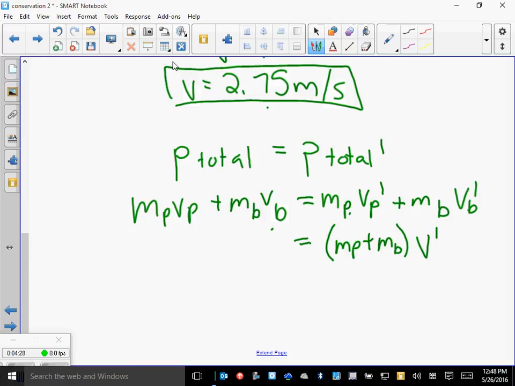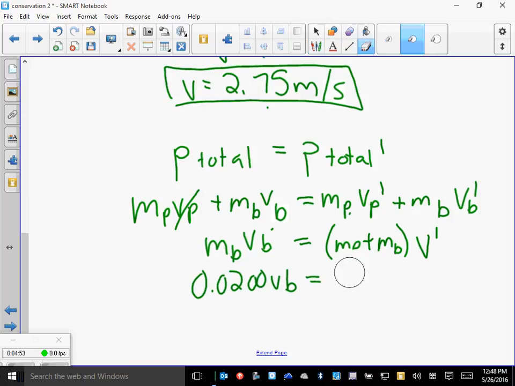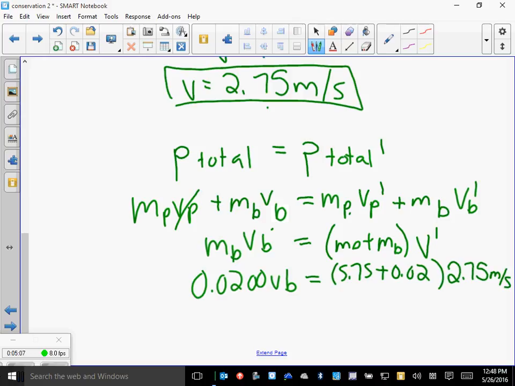The mass of the pendulum and the velocity of the pendulum, at the beginning, there's no velocity of the pendulum. It's 0. 0 times anything is 0. So we just have Mb, mass of the bullet, times the velocity of the bullet. We know the mass of the bullet is 0.0200 kilograms. The velocity of the bullet before is what we're trying to find out. Over here we have 5.5 plus 0.02, those two masses added together, and my velocity we just calculated was 2.75 meters per second. This is kilograms.